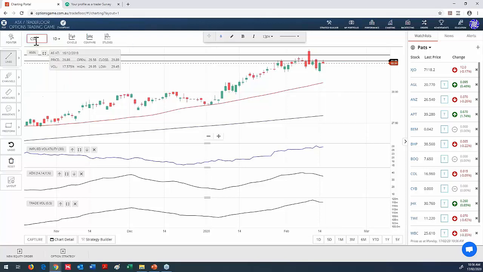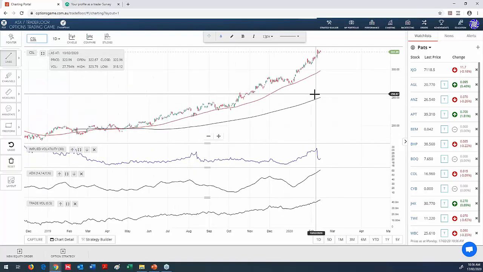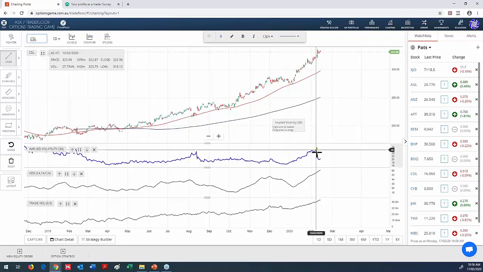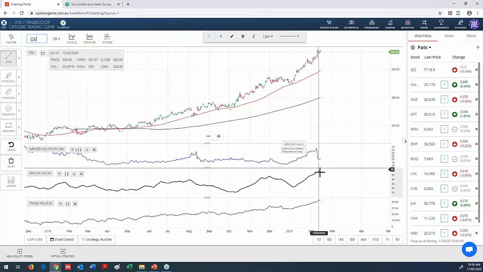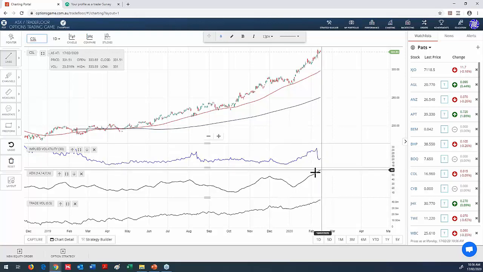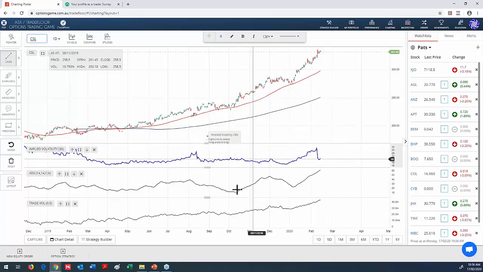We'll have a look at CSL. CSL's had a tremendous run. Its implied volatility has dropped off. Without looking at it, I assume that must have been from reporting season. And we can see the ADX has continued to increase even further. It's now extraordinarily high at around the 60 mark. It's pretty high for CSL if we look at the history of it.